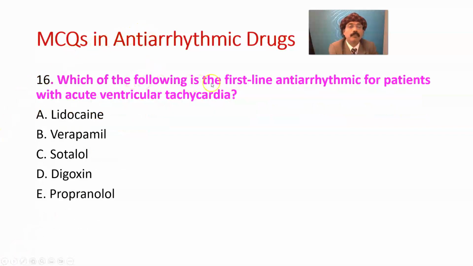Okay. Number 16. Which of the following is the first line antiarrhythmic for patient with acute ventricular tachycardia? Acute ventricular tachycardia may be converted into ventricular fibrillation that is certainly life-threatening condition, and management by what drug? Lidocaine, verapamil, sotalol, digoxin, propranolol. What is the choice for acute ventricular tachycardia? Answer should be lidocaine. And our emergency department staff are well versed about the application of lidocaine to manage acute ventricular tachycardia. So answer is A. Number 16. Answer is A.